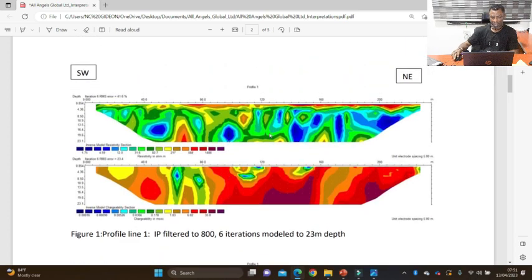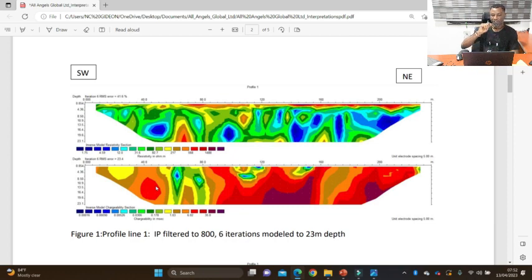So if you look at this now, what we've done here is southwest to northeast. We've done this with about 6 iterations, and we filtered our IP to 800. You understand? And we modeled to 23. Meanwhile, the data was actually acquired deeper than this. We acquired up to about 60-meter depth.